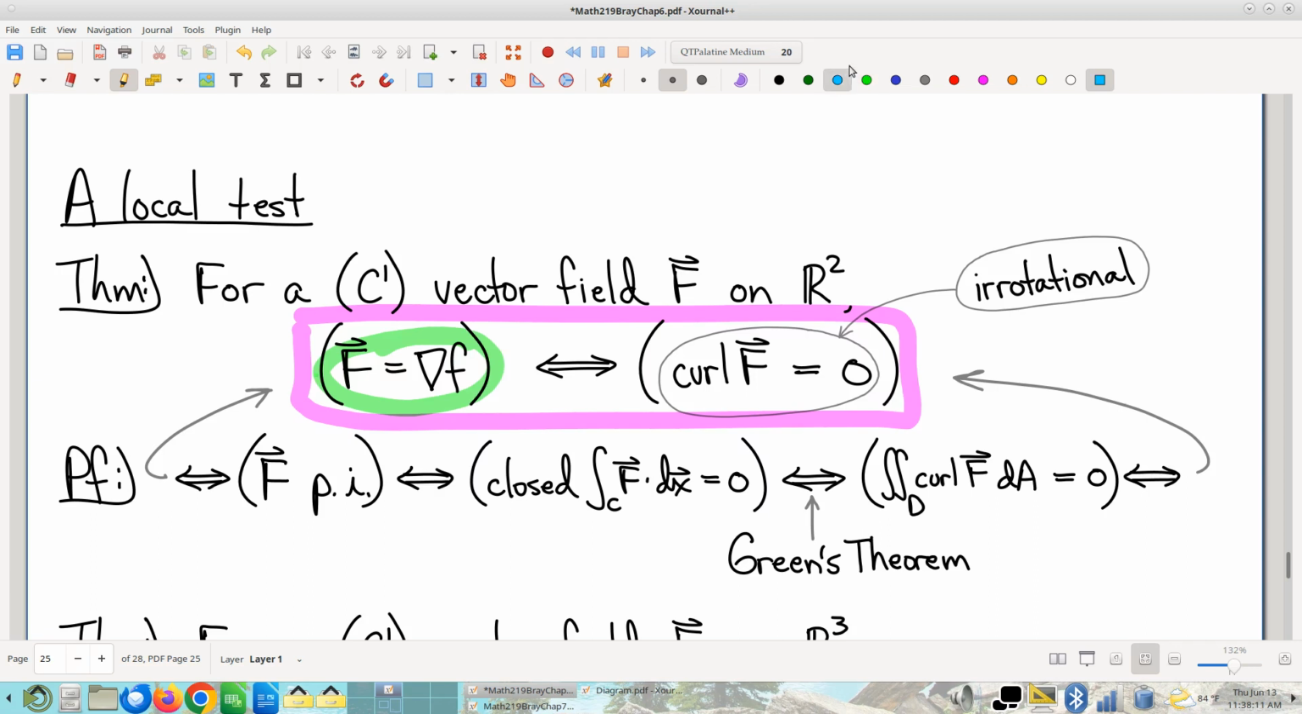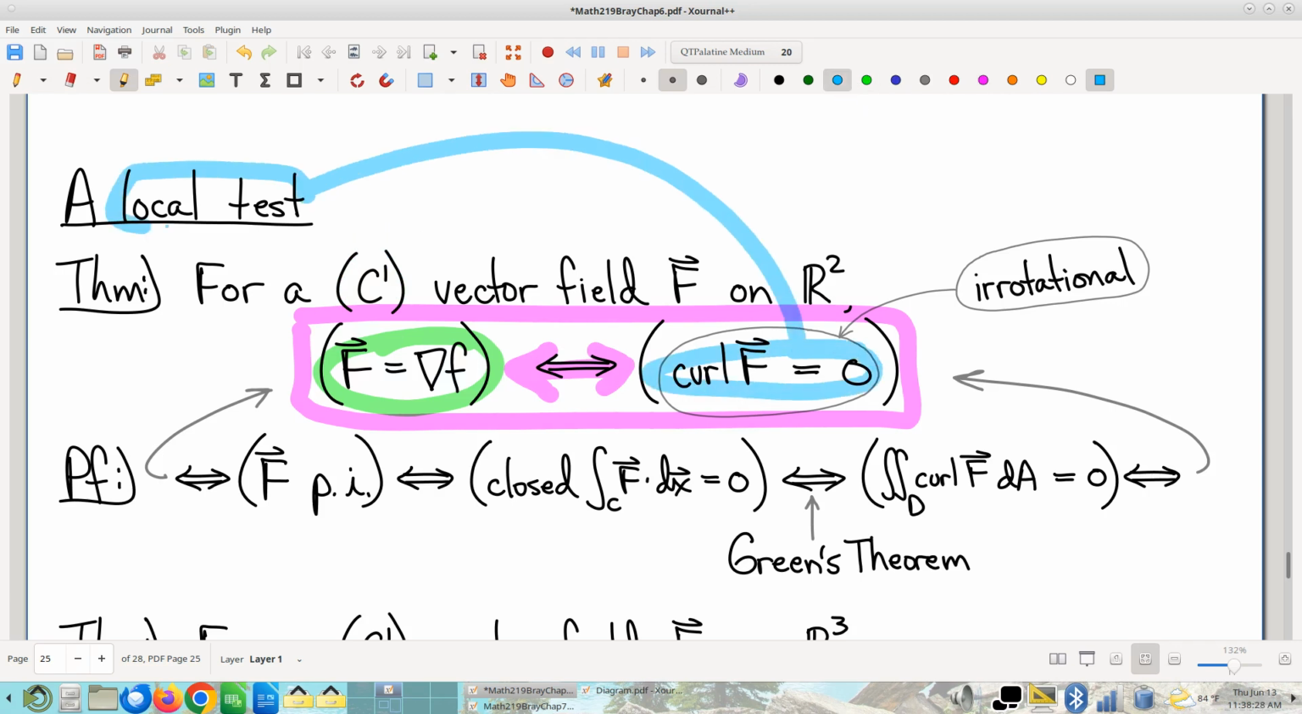And again, regularity issues, I don't want to get bogged down in regularity issues. Technically, we need this to be a C1. Anyway, it doesn't matter. This is always simultaneous with what I call a local test. This is the local test. The curl of that vector field is 0.